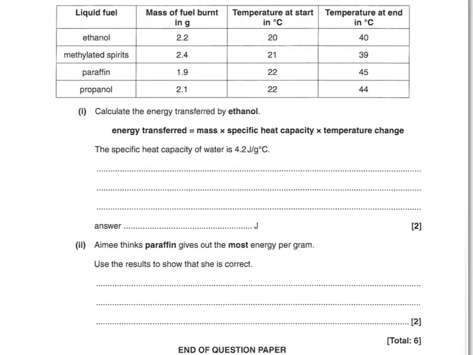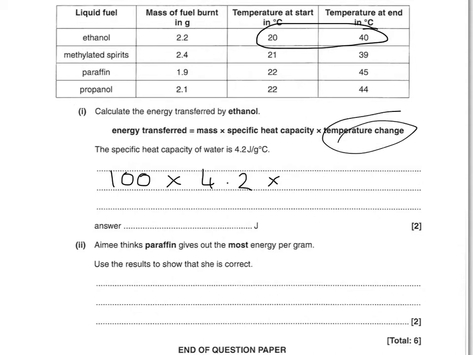So it's 100 grams of water, so it's going to be 100 times the specific heat capacity, which is 4.2, times the temperature change, and that's ethanol, so that's 40 take away 20. You've got to work out that temperature change. So that's times 20, so that gives you 8,400.